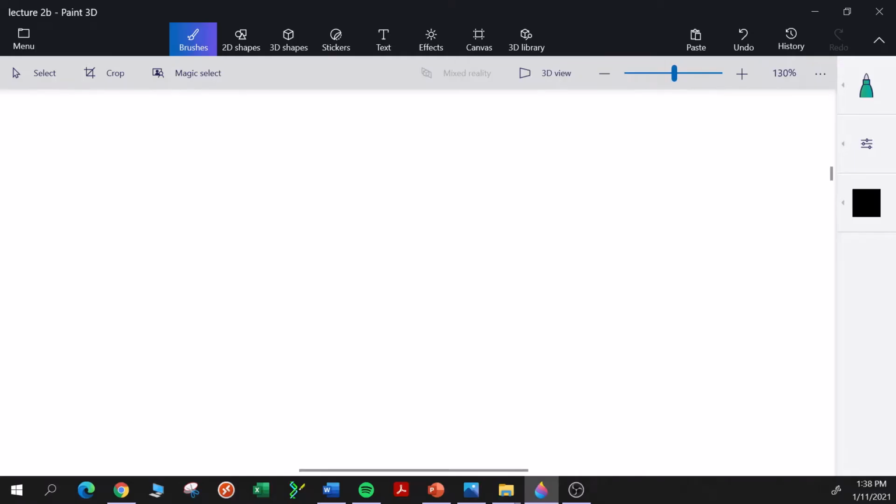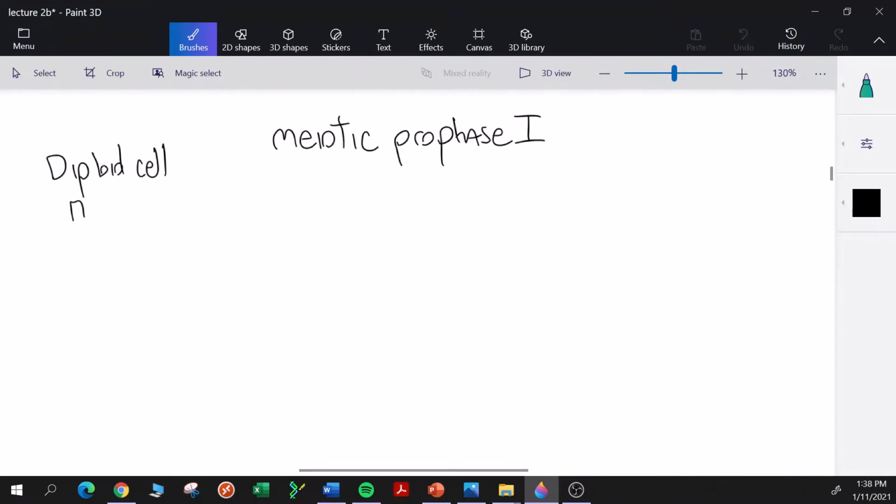So let's take a look at the details of Meiotic Prophase One. Now this is going to be the most complicated phase of meiosis we talk about. For our example, we are going to use a diploid cell with an N of 2, so a haploid number of 2.